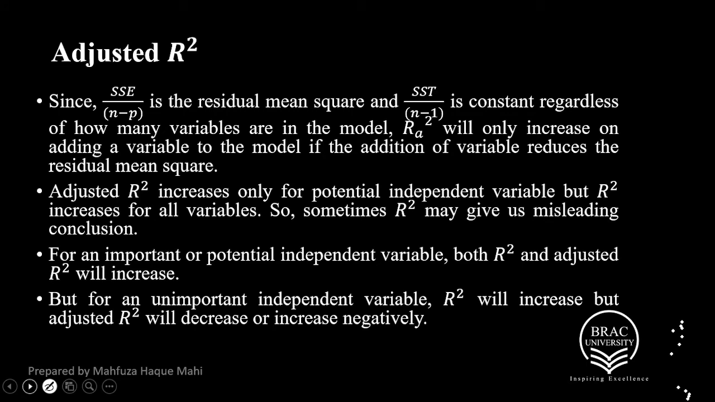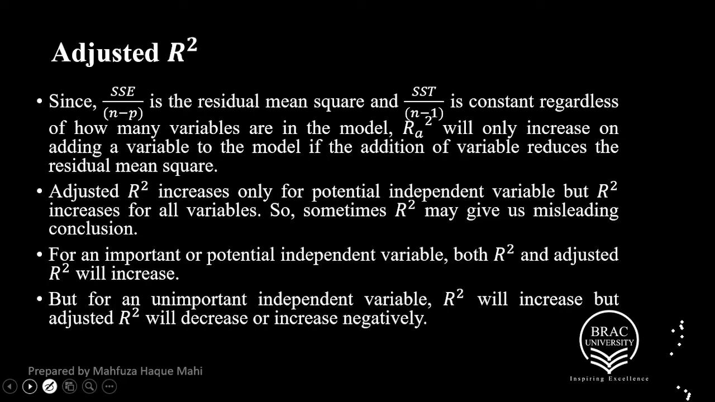Since SSE by n minus p is the residual mean square and SST by n minus 1 is constant, regardless of how many variables are in the model, adjusted R square will only increase on adding a variable to the model if the addition of the variable reduces the residual mean square. Adjusted R square increases only for a potential independent variable, but R square increases for all variables. So, sometimes R square may give us a misleading conclusion.